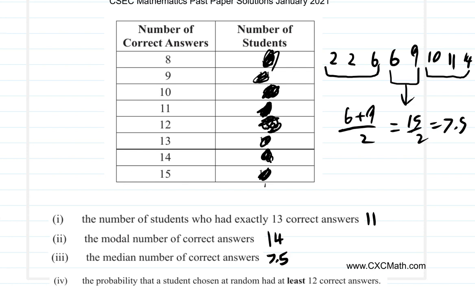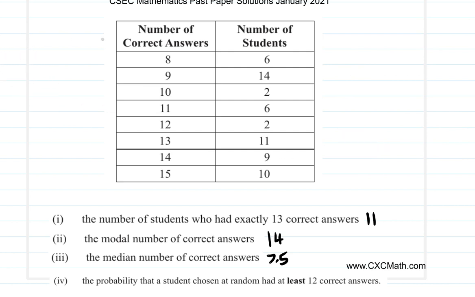Alright. So, what else is there? The probability that a student chosen at random had at least 12 correct answers. Alright, at least 12 correct answers would mean 12 is the least. That is 12 or more correct answers. So you're looking at how many students got 12, how many students got 13, how many students got 14, how many students got 15.